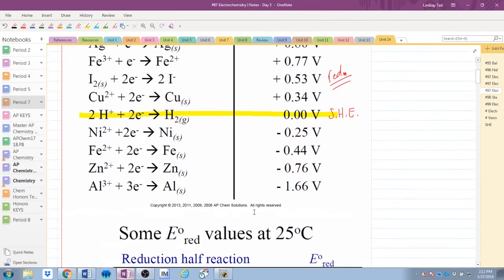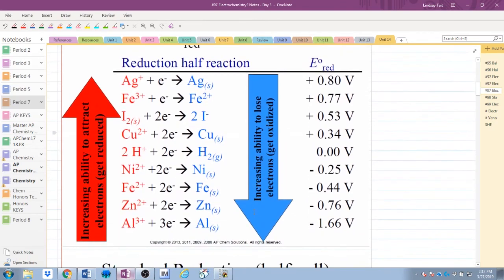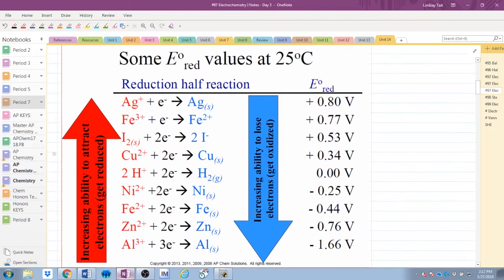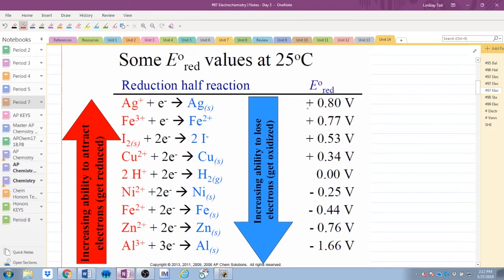All right, so then from there we could start making statements about what was more or less likely to reduce, what was more or less likely to oxidize, right? And here's the key. It's the positive values. The positive values are the favorable ones. Those are the downhill scenarios, right? And that's why we had said very quickly at the end of class yesterday that it was the silver plus ion that was going to be the most likely to reduce.